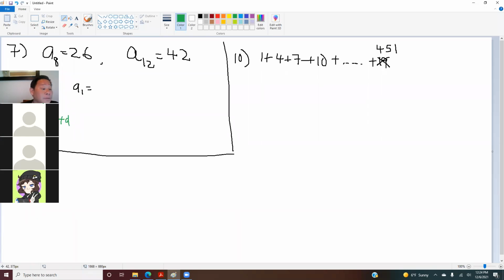So A12 is 42, right? And A8 is 26. And then you divide this by 4, because that is your D. Yep. How is it only 4? Because from 8 to 12, you've got 4. Okay. So what do you get? So you get 4, right? Yeah. Then how do you find A1?